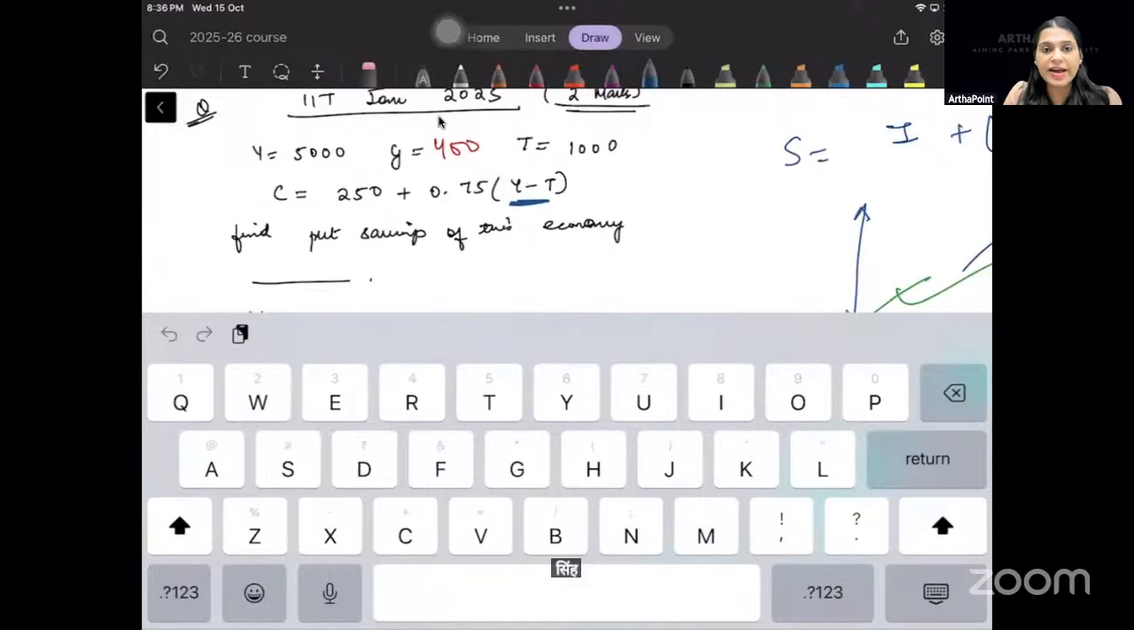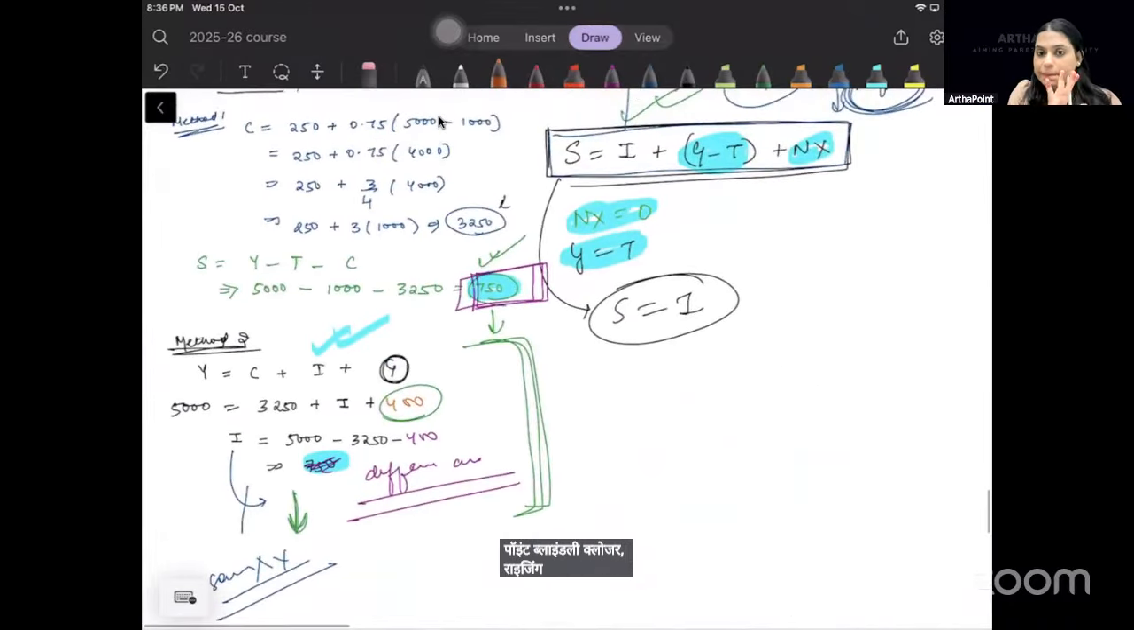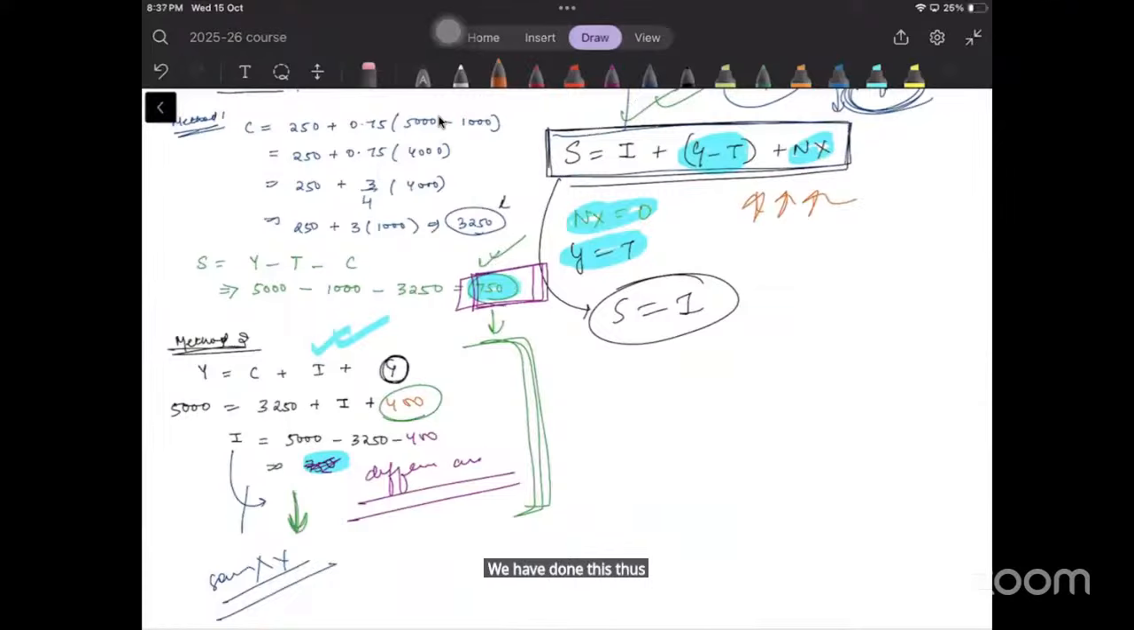So I hope I am making my point very clear. ये बहुत important exam point of view में. Don't blindly close your eyes and put saving equal to investment, please. We have written the equation की 3 sector economy में क्या होता है, 4 sector economy में क्या होता है. We have given certain equations. Saving and investment are not always equal. We have done this thoroughly in class. So you will not go ahead and use this directly.